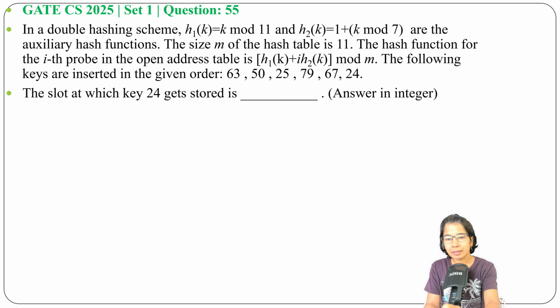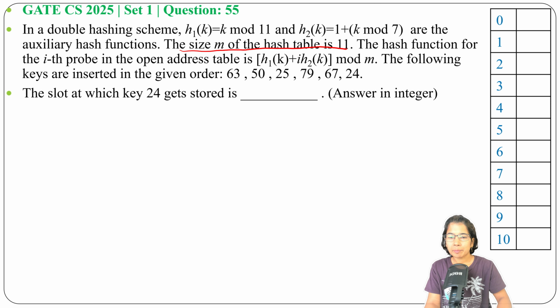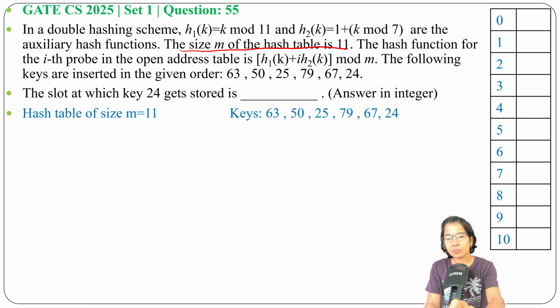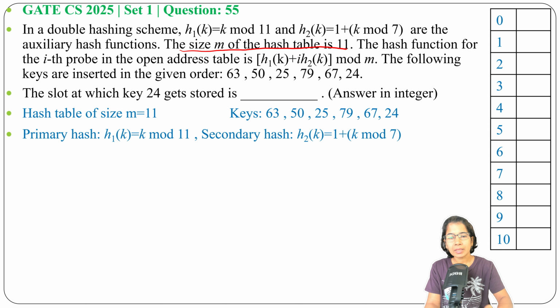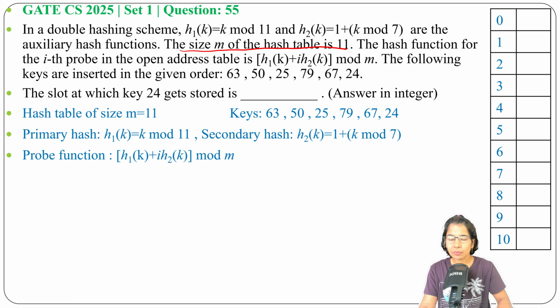In the question, it's given the size m is 11. That is our hash table size. So starting from index 0, the index will go till 10, and the primary hash function is h1 of k equals k mod 11. The secondary hash function is h2 of k equals 1 plus k mod 7, and the keys are 63, 50, 25, 79, 67, 24. And the hash function for the ith probe equals (h1 of k plus i times h2 of k) mod m. Let's insert the keys one by one.